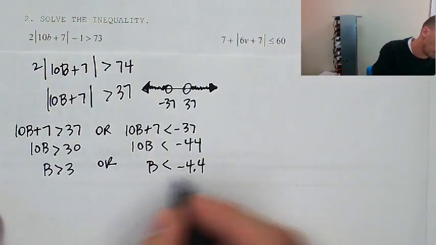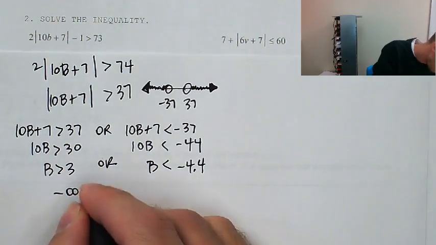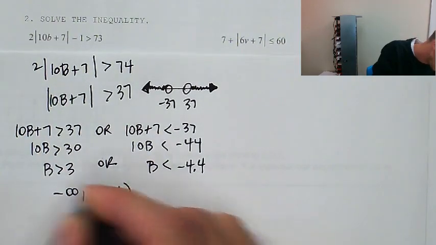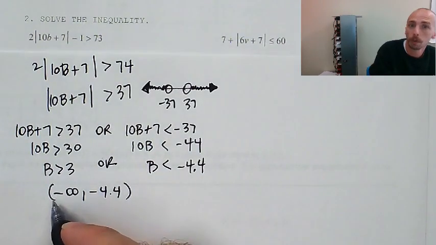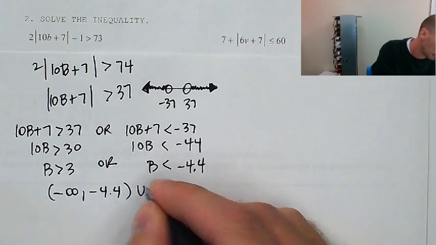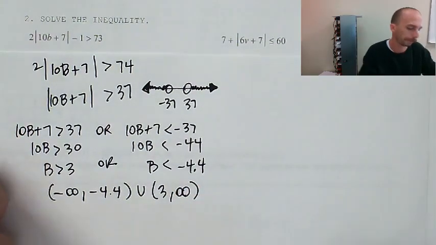Okay. And I feel like I had something more to say about this. Oh, if I needed to write these as intervals, okay, this is over here going back to negative infinity. This is the lower one. I'm going to write it first, negative infinity up to negative 4.4. Okay, parentheses because this is a strict inequality, and always parentheses around infinity because infinity is not a real number. Union 3 to positive infinity.